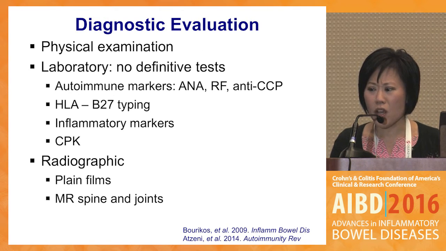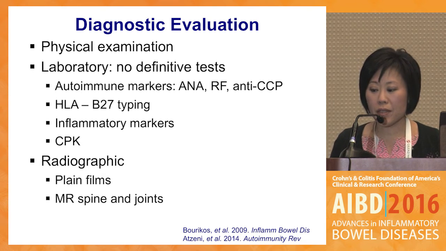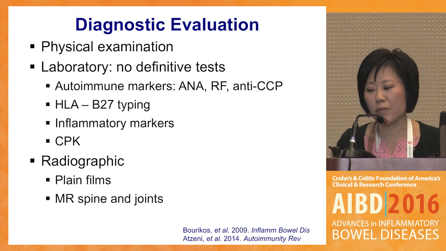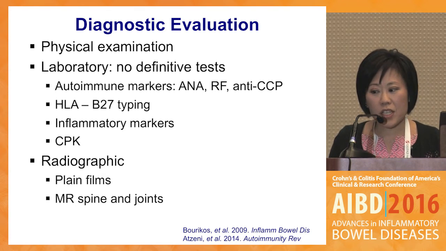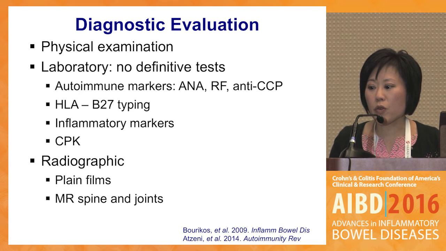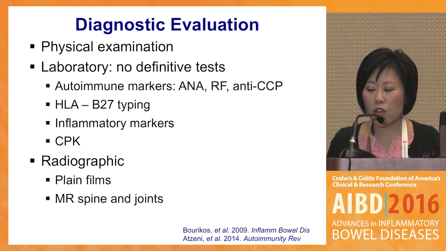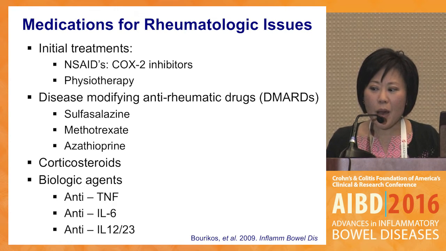So diagnostically, what do we do? The first thing, obviously, is your physical examination. Look at the joints, look at mobility, and look for other stigmata, skin lesions. Laboratory data, there's no definitive testing, but certainly you're going to think of your autoimmune markers, especially if you're trying to differentiate between something like JIA versus an IBD-related arthropathy. HLA-B27 typing, certainly your inflammatory markers, CPK, especially if you're worried about a dermatomyositis, and then radiographic films, both plain and MR.